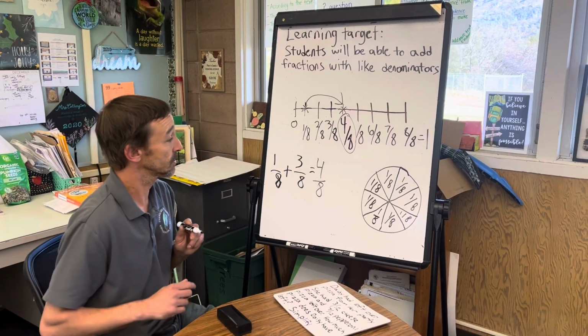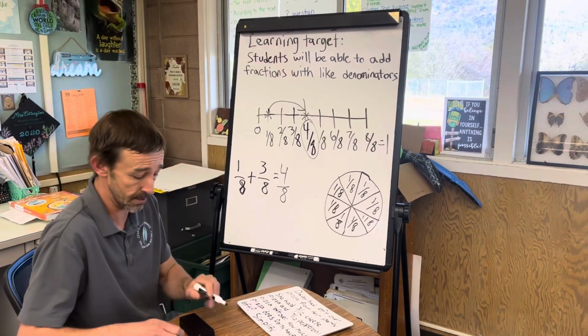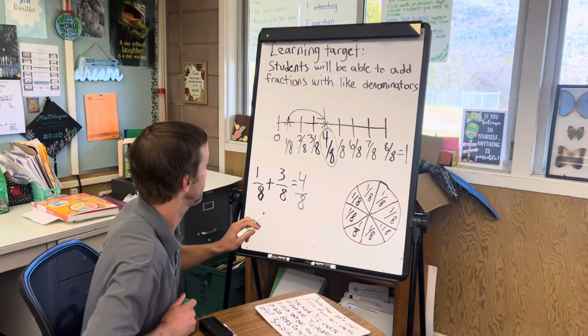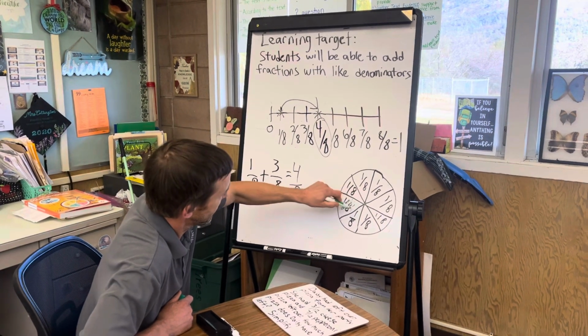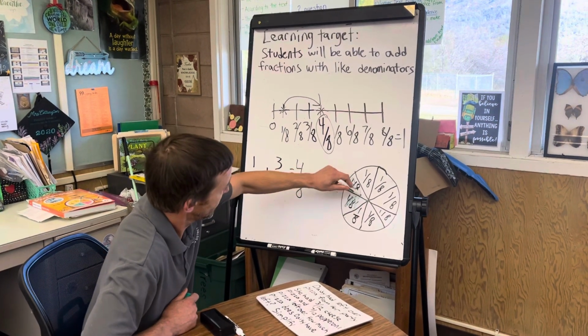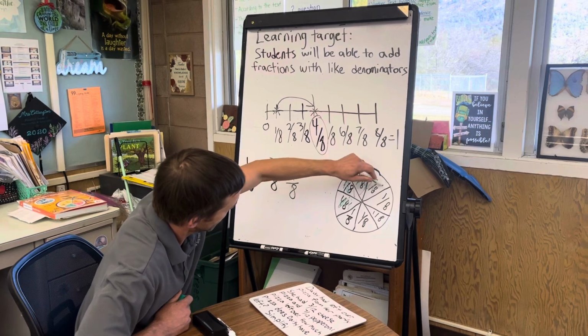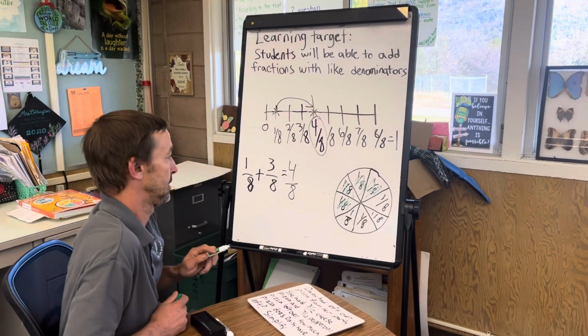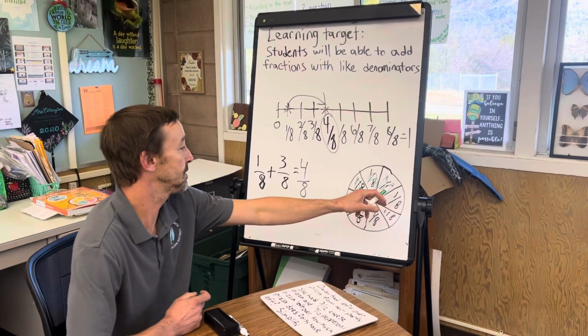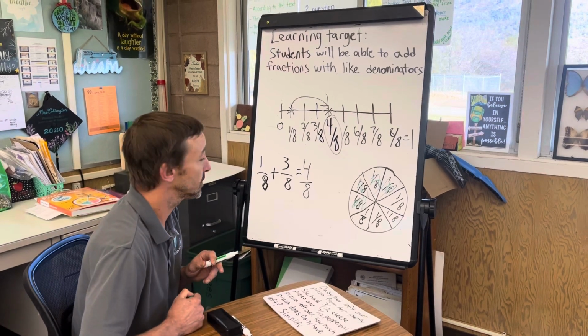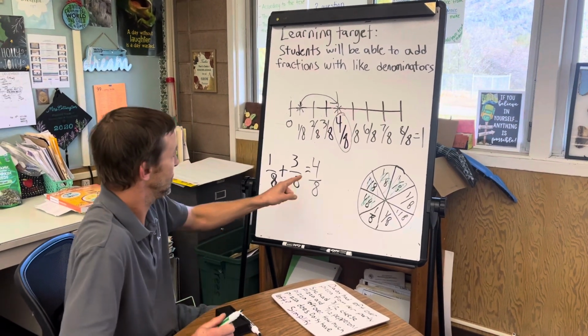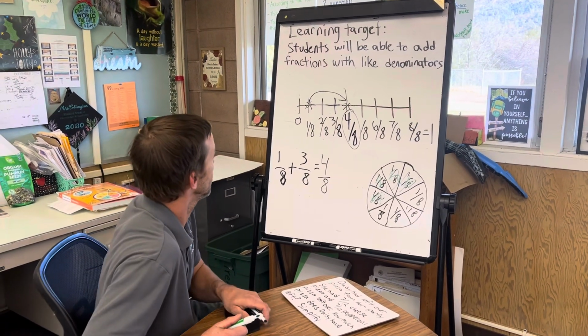We can also look at this on a circular model that we have set up over here. Use a different color so we can see. So we have 1/8 plus 1, 2, 3/8. And here we can visualize it a little easier. We can see that that looks to be about half the pizza. So we probably know that this needs to be simplified further.